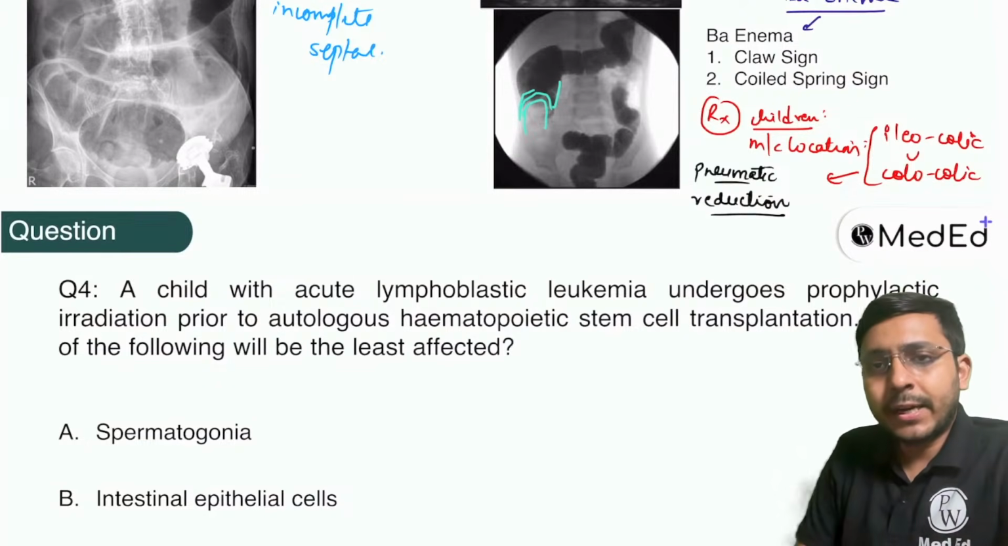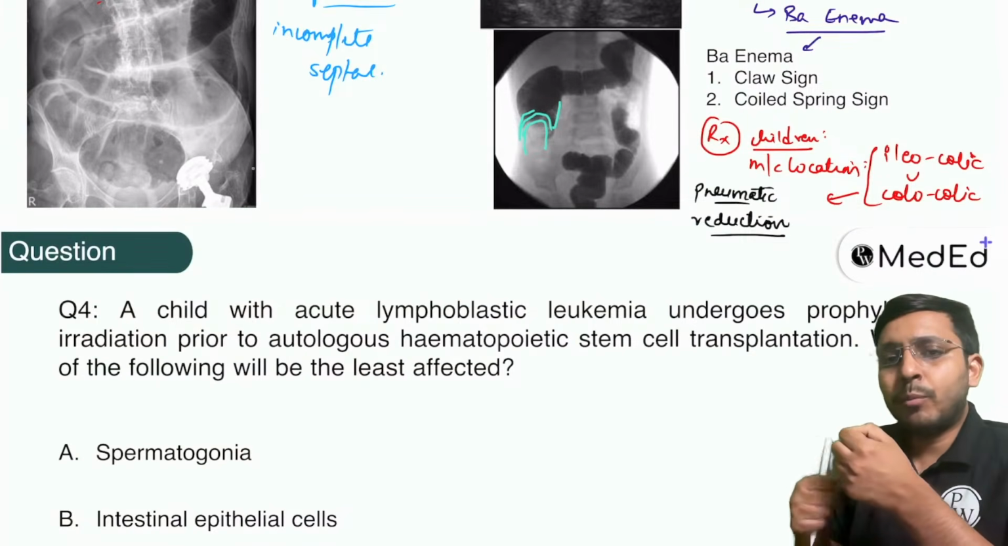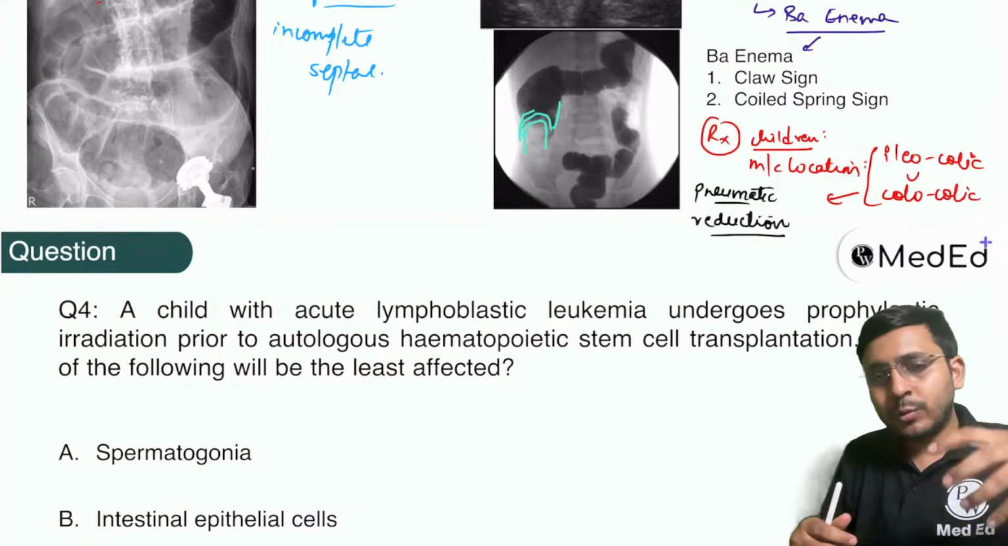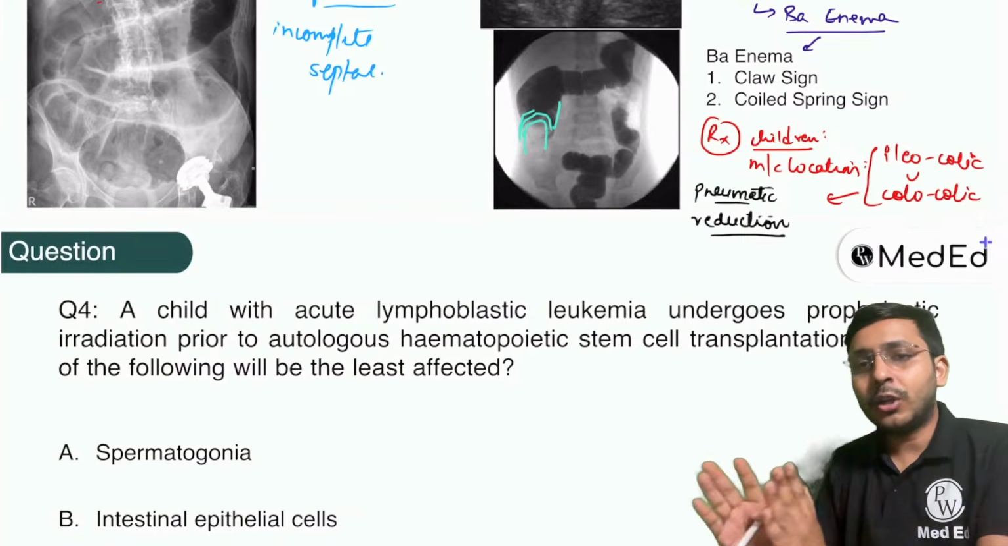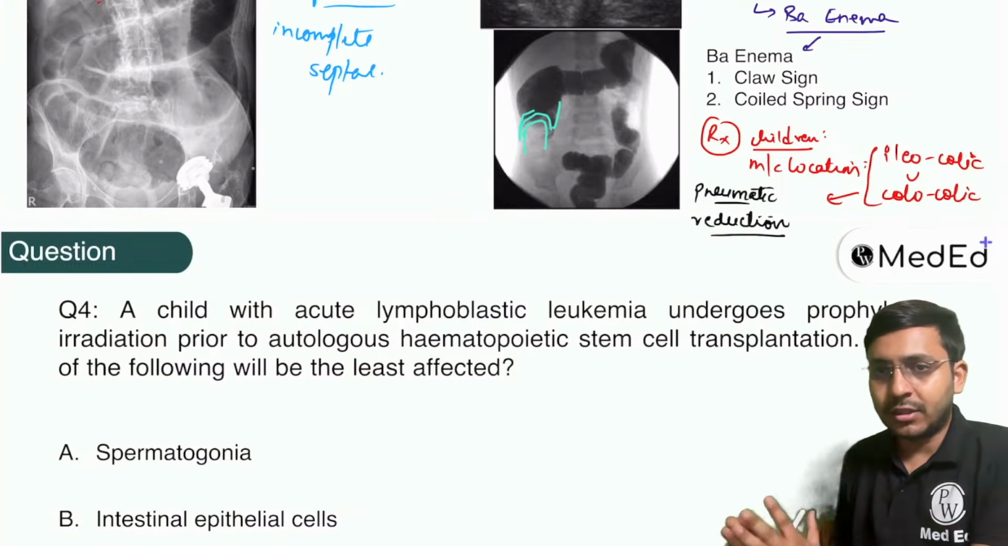Okay, what does pneumatic reduction mean? That through the rectum you push in air and try to reduce this intussusception. This is pneumatic reduction. This is done in a non-surgical way. It is not done via surgery.